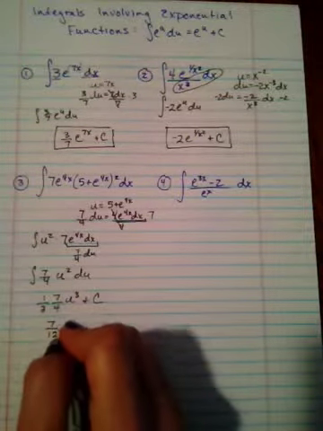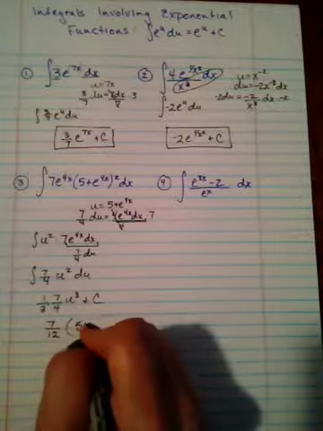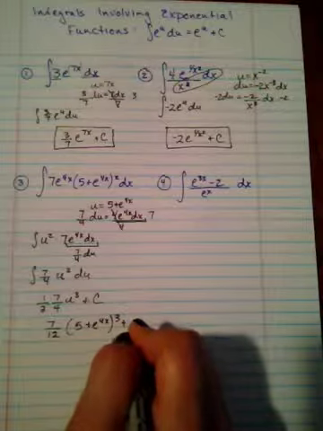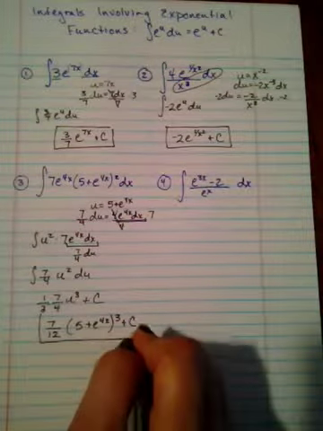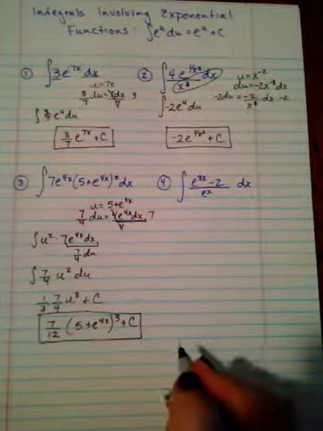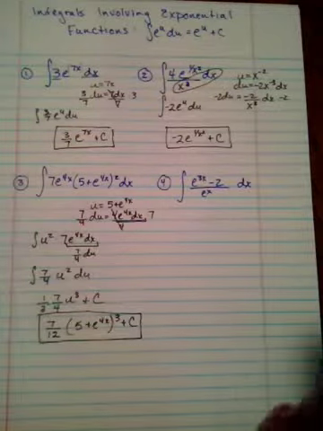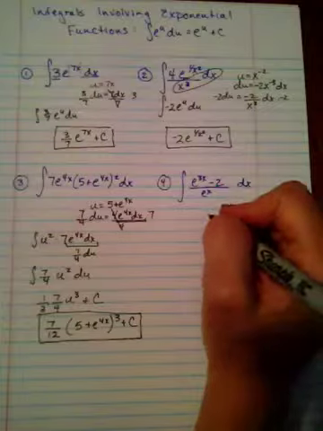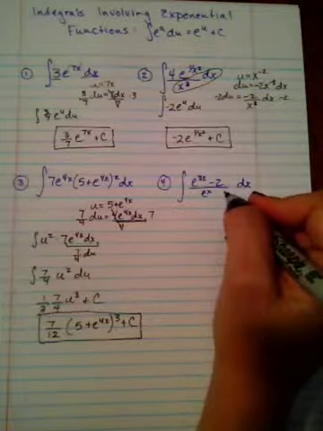My u is being cubed, so my u of 5 plus e to the 4x gets cubed plus c, and that's the answer. And you would use u substitution to actually get it back to the original if you want to check, to take your derivative. Number 4 looks a little bit more complicated.